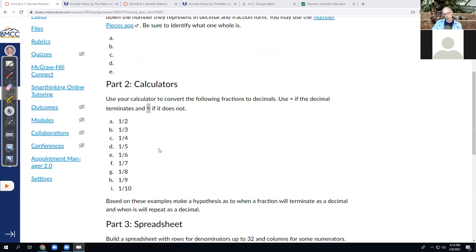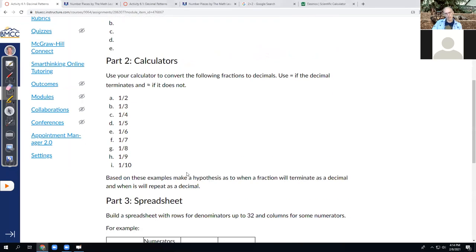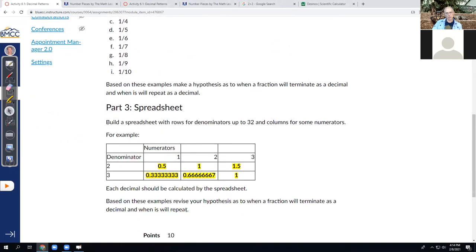So this part's pretty straightforward too. I'm confident you guys can pull that off. So I want to take a look at the spreadsheet now. And the reason I want to do that is the spreadsheet's going to help us look for patterns.